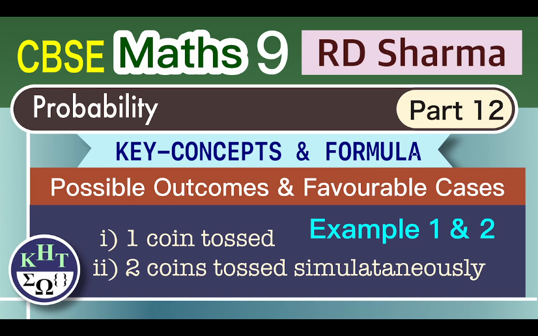I will explain this with a few examples. In examples 1 and 2, the random experiments that I will discuss are tossing a single coin and tossing two coins simultaneously. So the next couple of videos will be very important for you to understand the possible outcomes of a random experiment and the favorable cases to find the probability of an event. So please watch this very carefully. After these videos, I will try to solve a few problems.